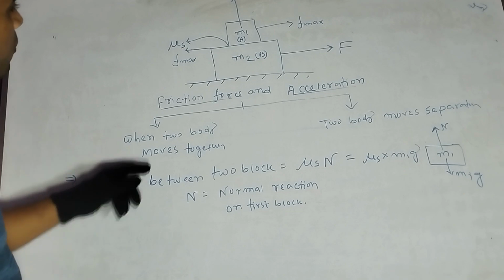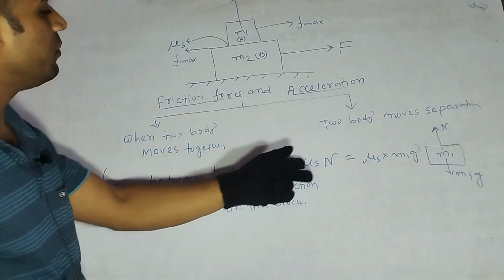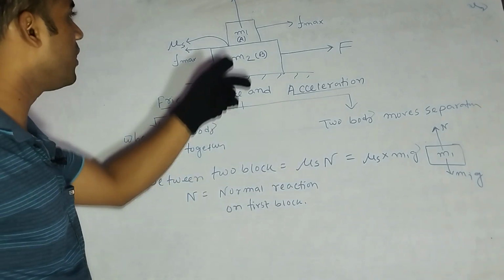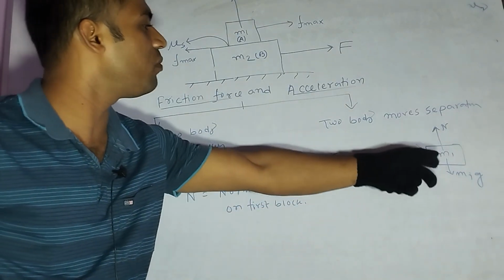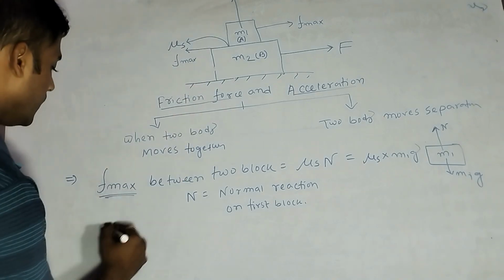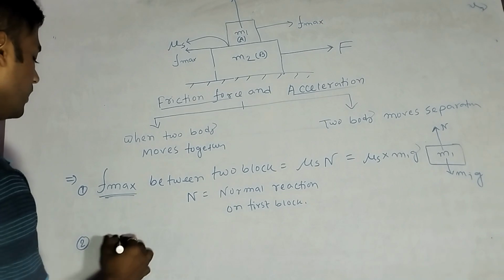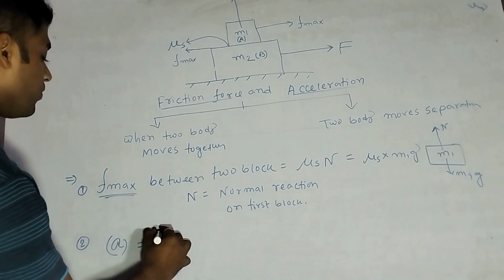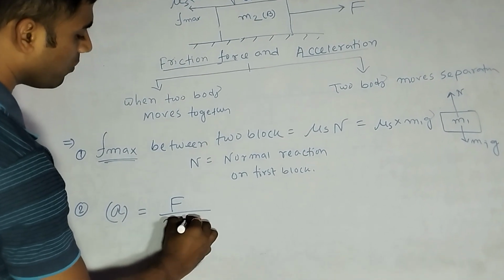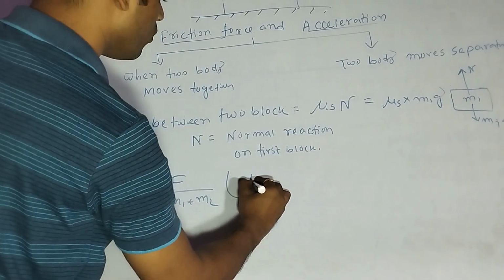First calculate F max between the two blocks. What is the procedure to determine F max? Mu s into N, where N is the normal reaction on the first block, that means the m1 body, so the normal reaction is balanced by m1g. Then, step 2, calculate acceleration a, which is equal to total applied force F divided by total mass m1 plus m2. In which condition is acceleration calculated this way? When the two bodies move together.